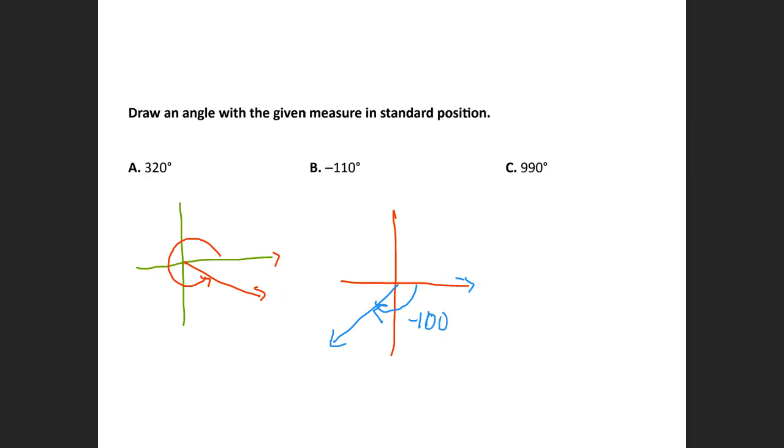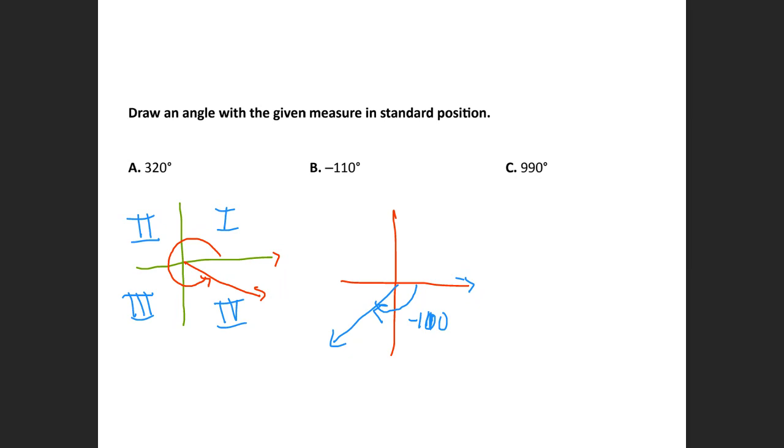So there, negative 110. Very good about quadrants. This is quadrant 1, quadrant 2, quadrant 3, quadrant 4. You will need that for the first problem on the assessment this week.